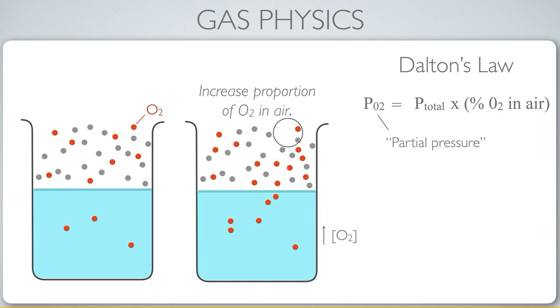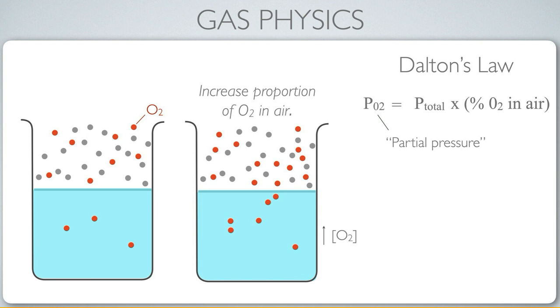So here we have the partial pressure for O2, that's oxygen, is the product of the total pressure, so that would be like 1 atmosphere at sea level, times the percent of oxygen that's in the air. So on Earth, that's 21%.